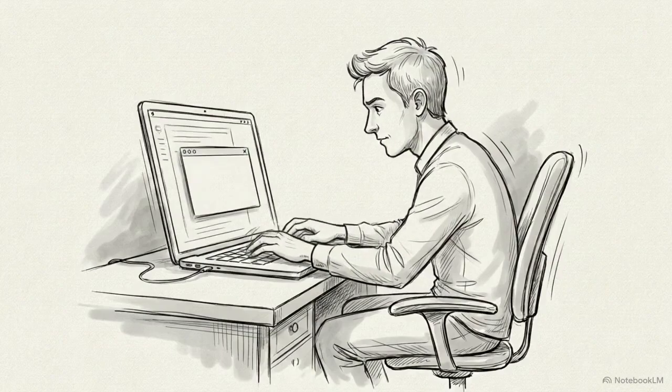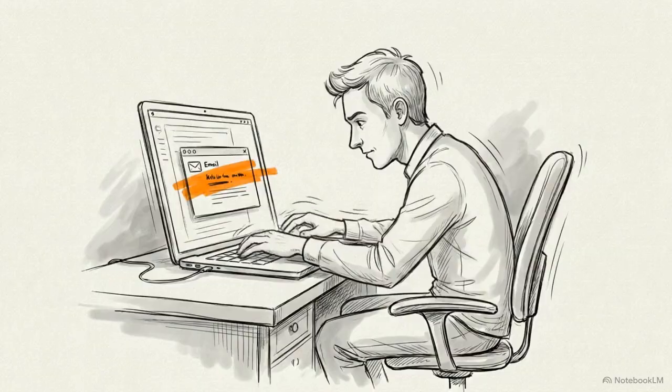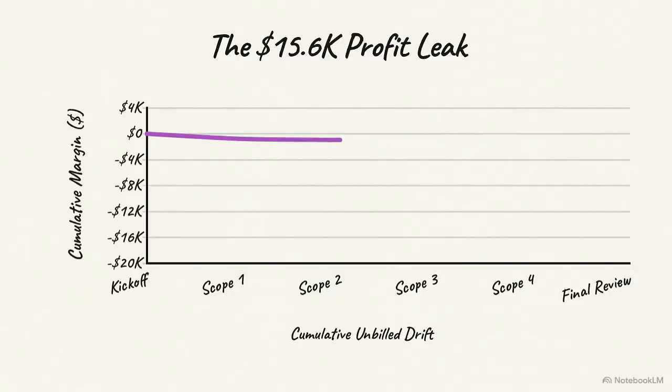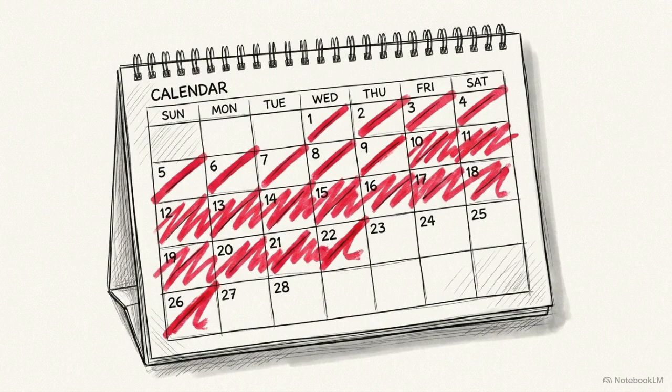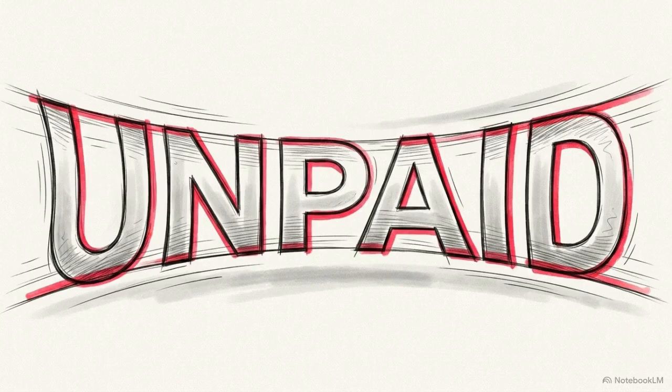Imagine this. You're halfway through a project and a client emails asking to add one tiny feature. It seems easy enough, but those 5-minute favors add up. Industry data shows that independent professionals lose an average of $15,600 every single year to these casual additions. Projects get delayed by weeks, and budgets inflate by an average of 15%. This is what we call scope creep.